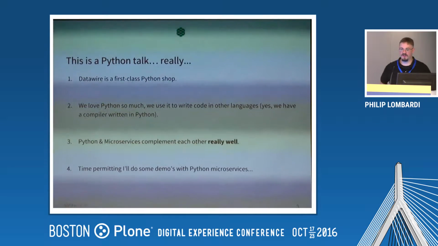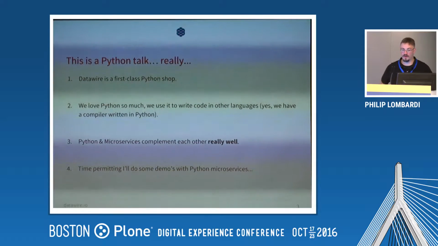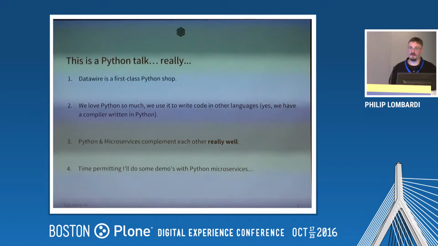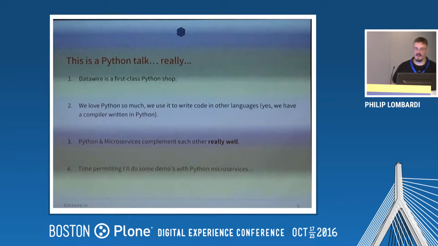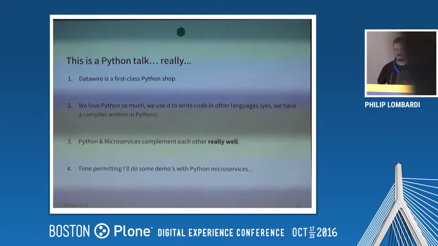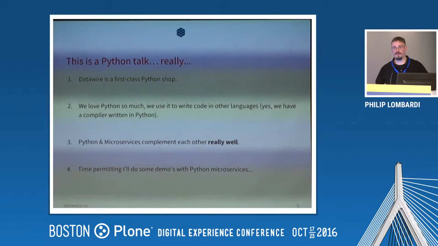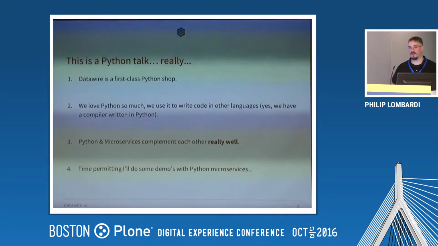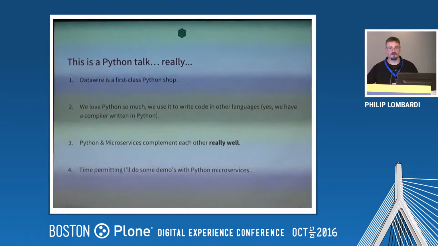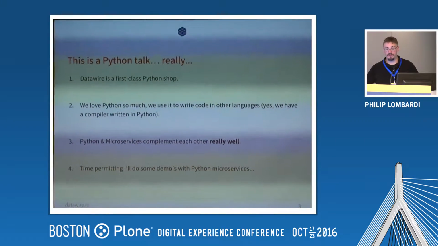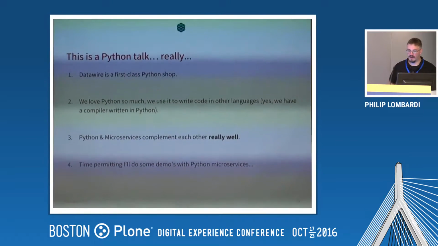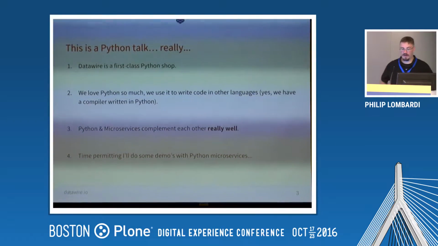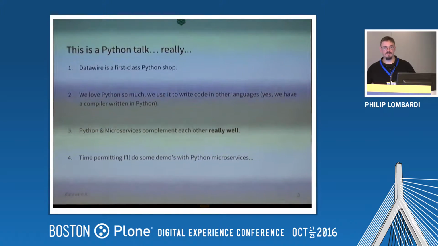So this is going to be a Python talk, really. It's not going to be Plone-centric. I don't really know much about Plone, but we are a first-class Python shop at Datawire. In fact, we love Python so much that we are writing a compiler in Python so that we can transpile basically our libraries for microservices down into other languages. Right now, we support Java, JavaScript, Python 2 and 3, Ruby, and we are working on Go support actively right now. And Python and microservices complement each other really, really well.